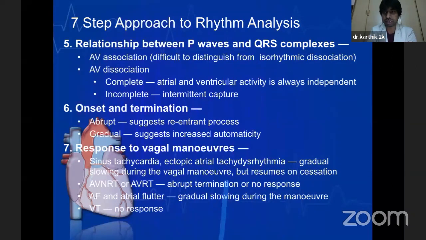And if it is AV dissociation, then it becomes a third degree heart block, where P waves are beating independently and QRS complexes are beating at their own independent rate. There is no correlation between the atria and the ventricles. However, in some cases, there can be an intermittent capture where a P wave is followed by a QRS complex.